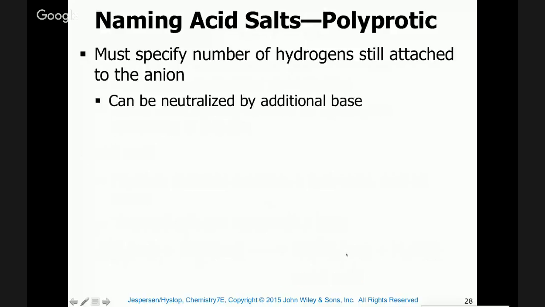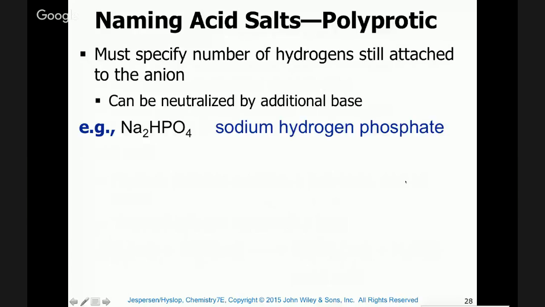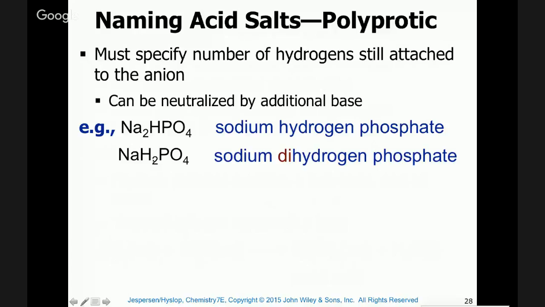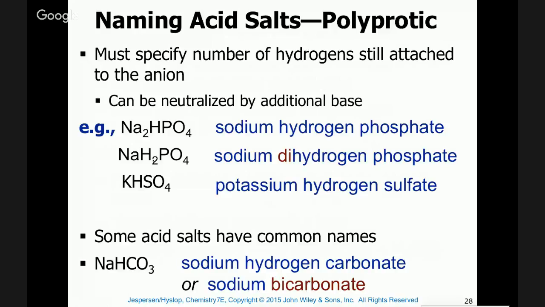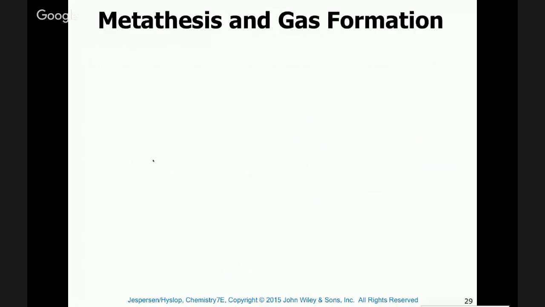So naming acid salts. Must specify the number of hydrogens still attached to the anion, which can be neutralized by an additional base. So how do we name this? This is sodium hydrogen phosphate. So what do you think this one would be? Probably dihydrogen, right? Some acid salts have common names, sodium hydrogen carbonate or sodium bicarbonate. You've seen bicarbonate before. You could also call it sodium hydrogen carbonate.